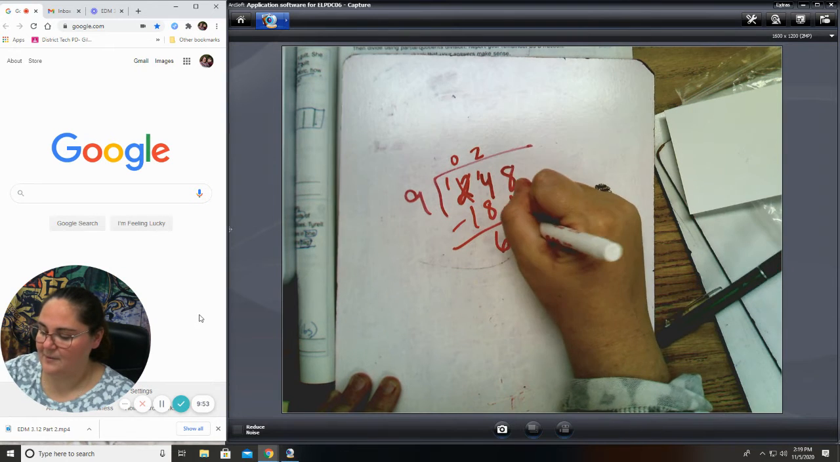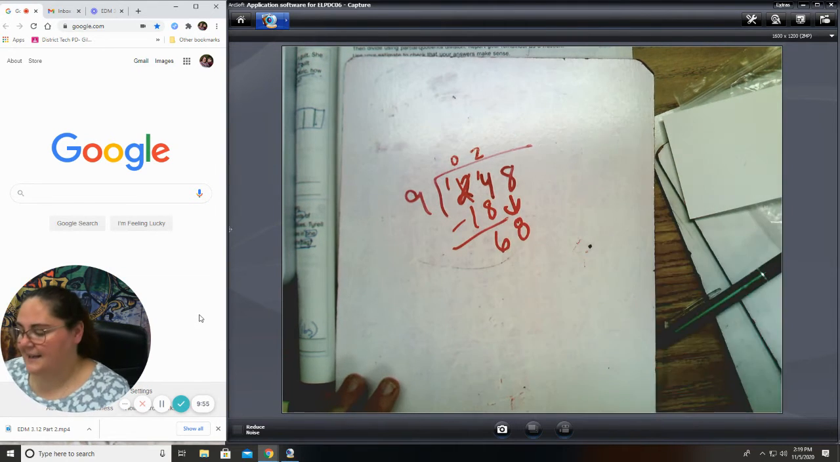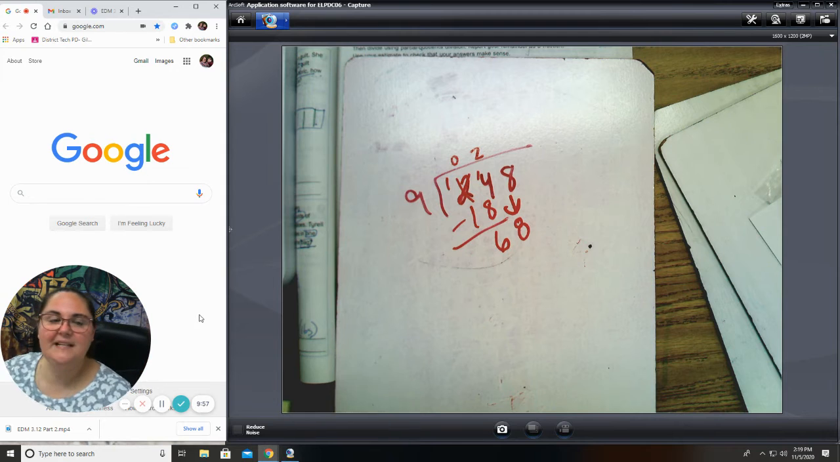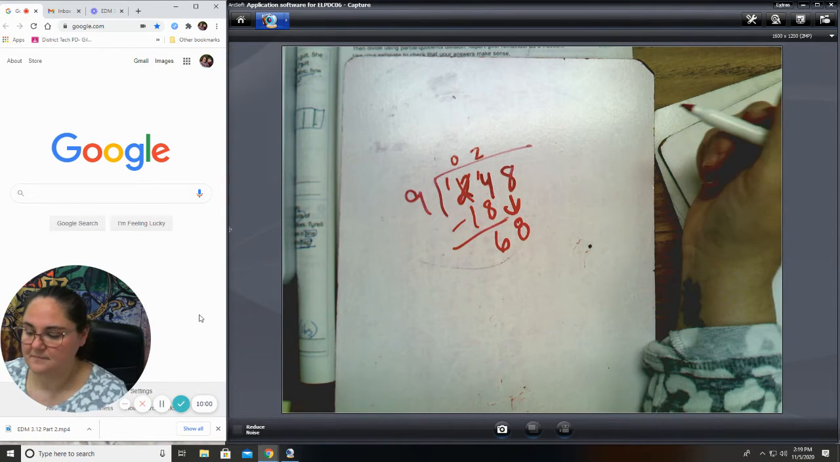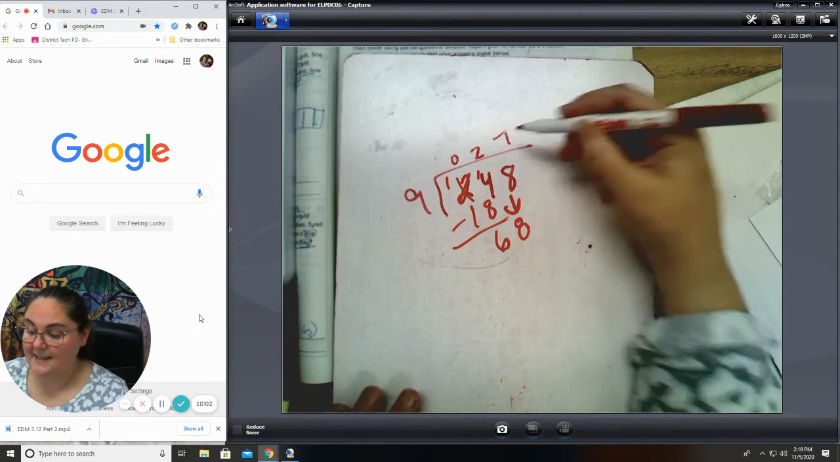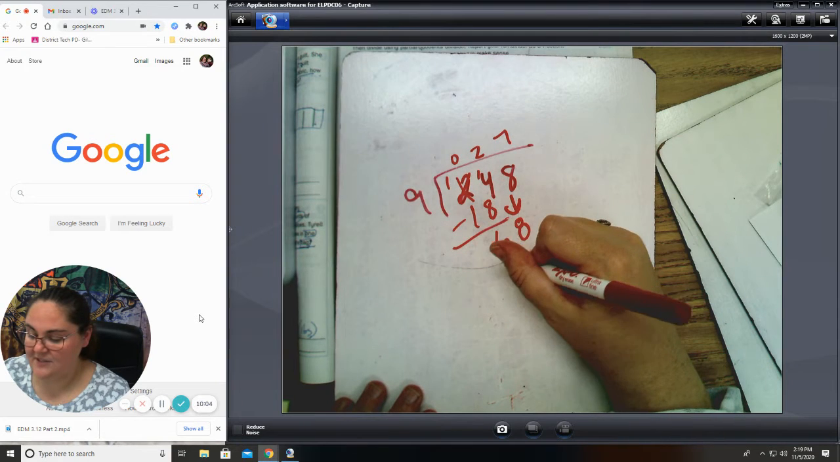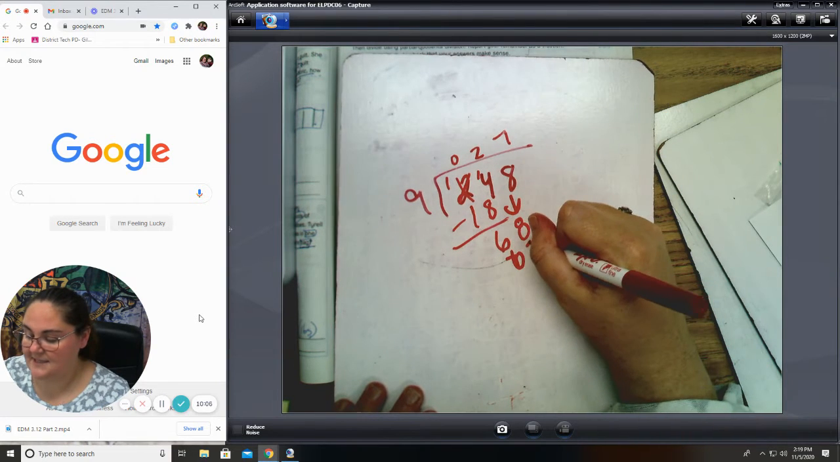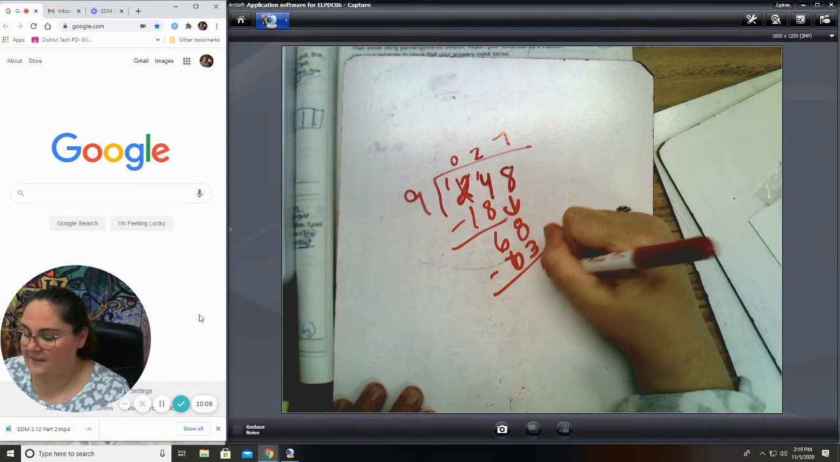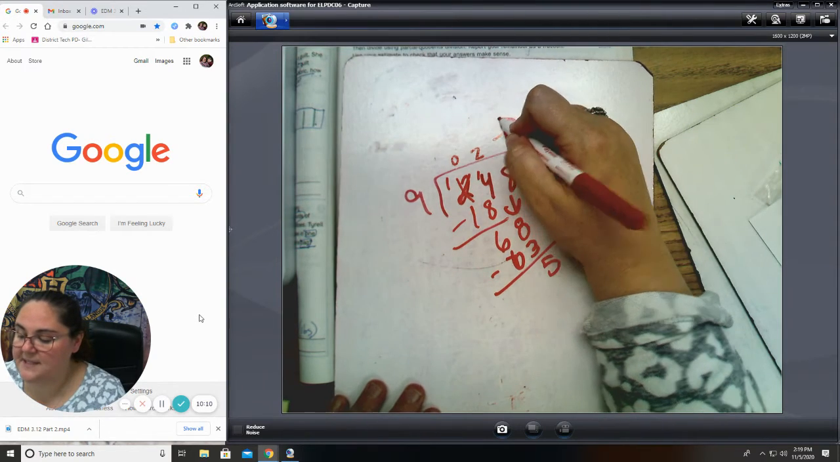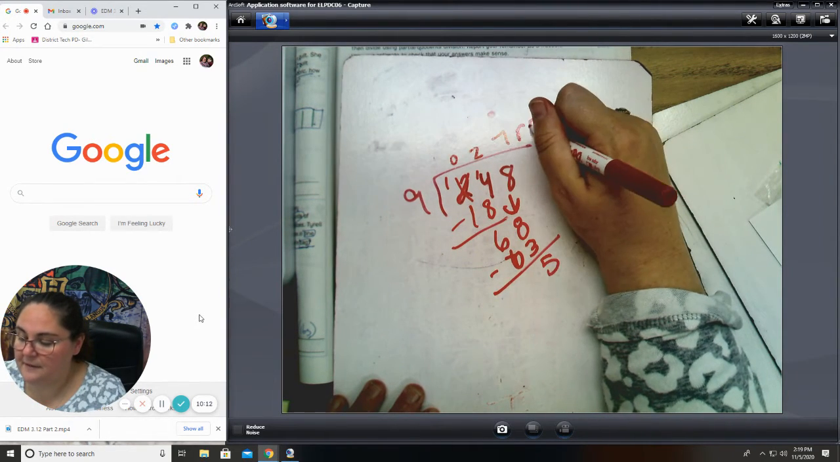Bring down your next number. 9 goes into 68 how many times? 7. 9 goes into 68 7 times. 7 times 9 is 63. 5 left over. So my answer is 27, remainder 5.